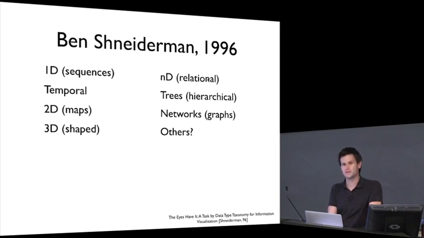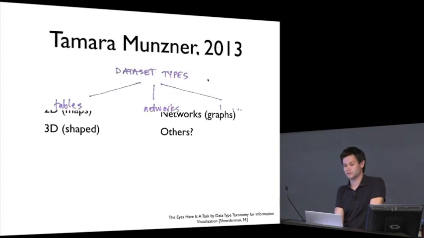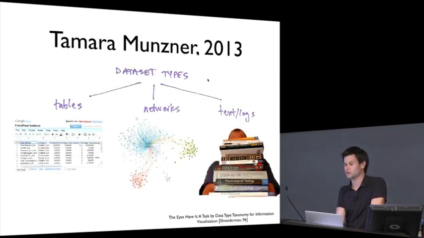Then we could have trees, hierarchical data. That's what you have on your file system, where you have the root, and then it goes further down the hierarchy. Then we would have networks. An example would be your friends network on Facebook, and maybe others. And those were the data types that he proposed at that time.